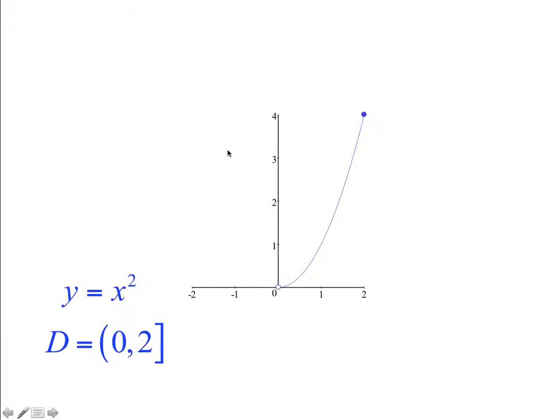Let's take a look at this portion of x squared. Now I've restricted the domain to start at 0 but not include 0, and to end at 2 and include 2. In this situation, we don't have a minimum because we don't have a closed circle at 0. So there's technically no minimum value. We can approach this value, but we can't ever attain it. We can't ever attain a smallest number because we can always get a little bit closer.